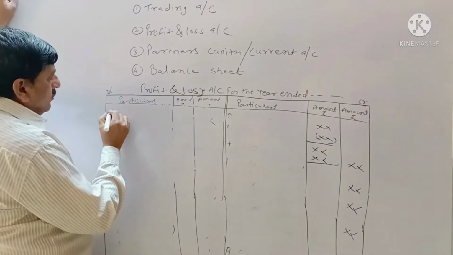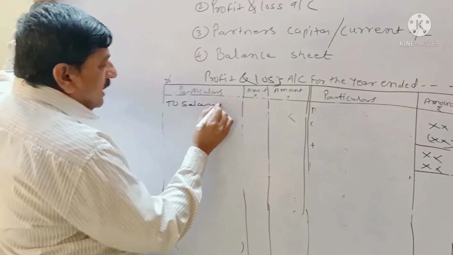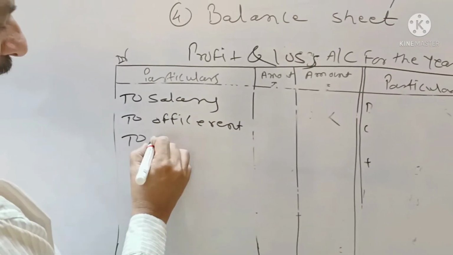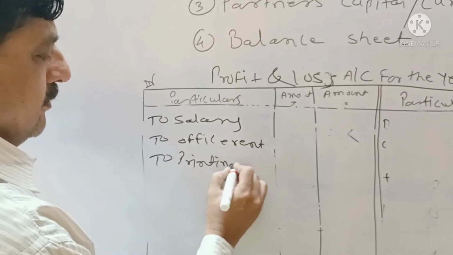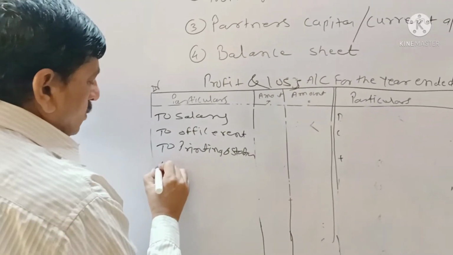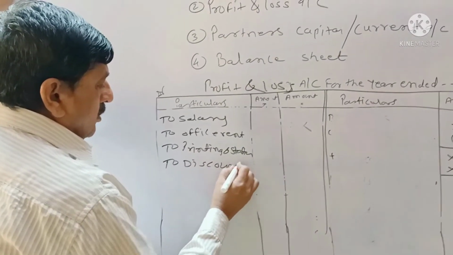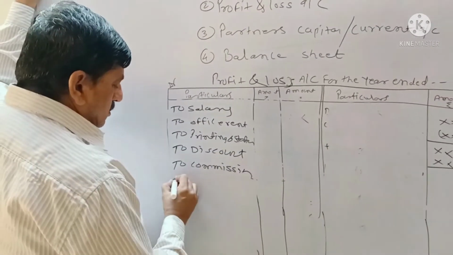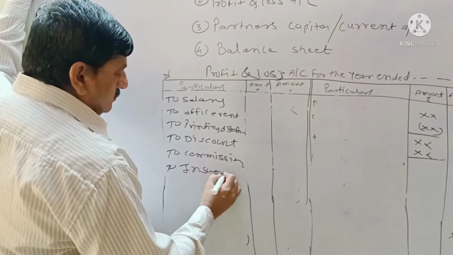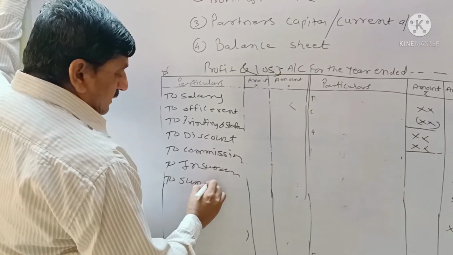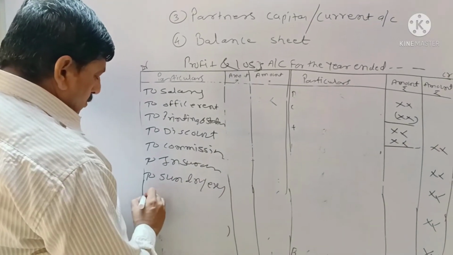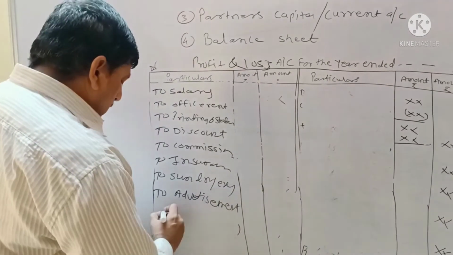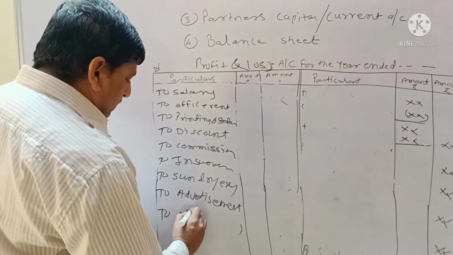On the debit side, which items are normally given? To salary, to office rent, to printing and stationery, to discount debit balance, to commission, to insurance, to sundry expenses, to advertisement, to office expenses.